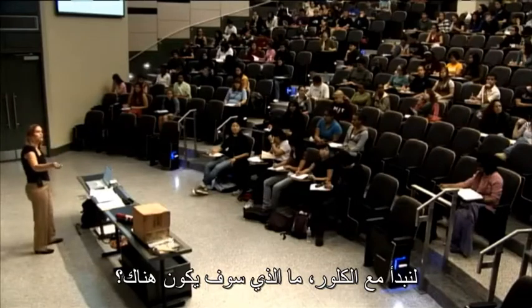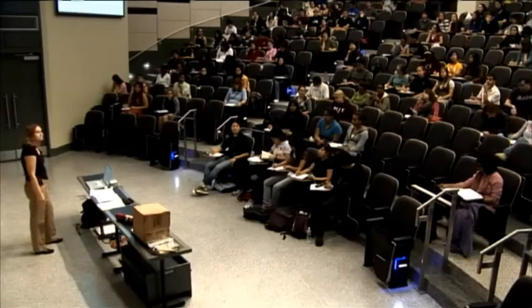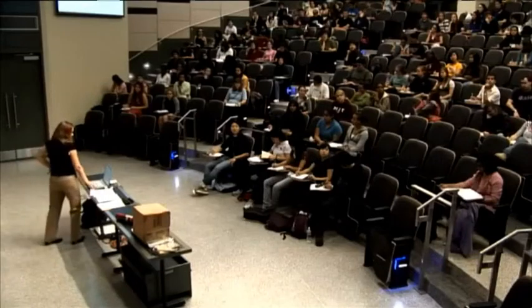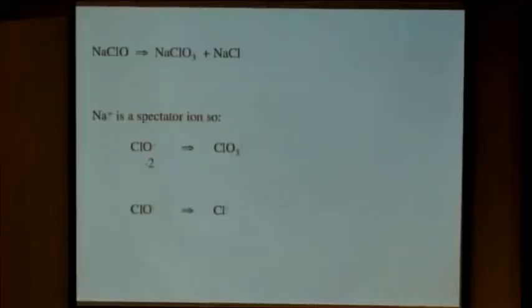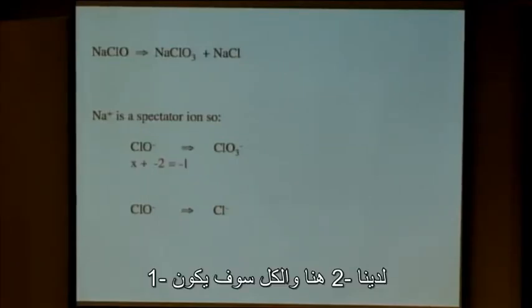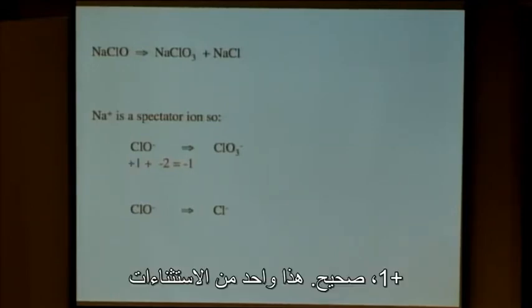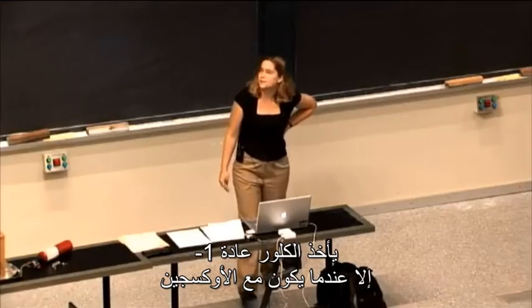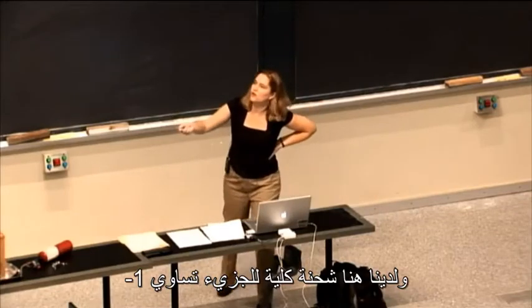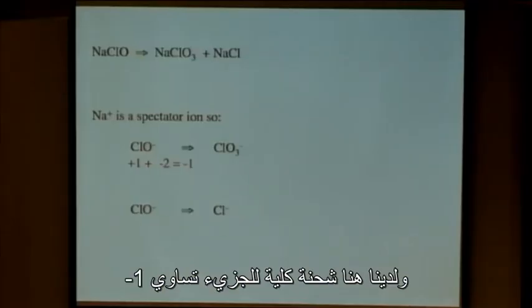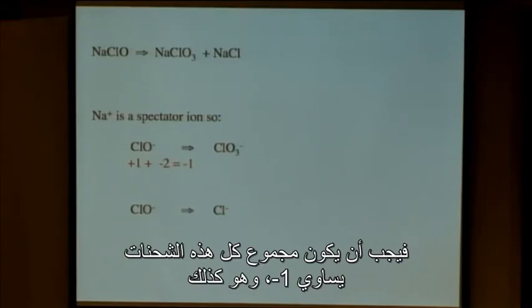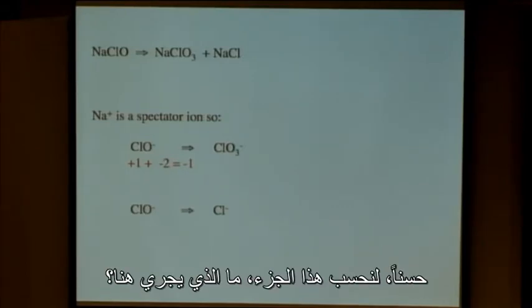So let's start with chloride. What's that going to be here? Oh, I'm sorry, on that side. Let's start on that side. So we have a -2 here, and the whole thing is going to be -1. And so what is that about chloride? +1. Right. So this is one of the exceptions. Chloride is usually -1 except when it's with oxygen. And here we have an overall charge of the molecule of -1, so it all has to add up to -1, and it does.